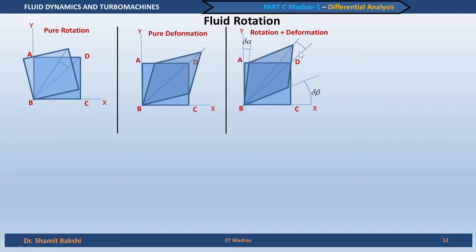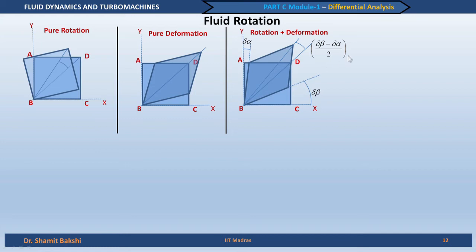We do not want to go through the details of the geometric procedure for finding this angle. You can do this as homework; it is not very difficult. If we do this, we will get that the angle of rotation of the fluid element is given as delta beta minus delta alpha by 2. So, for the limiting case when these two angles are the same, the net rotation is 0, which means it represents the case of pure deformation.